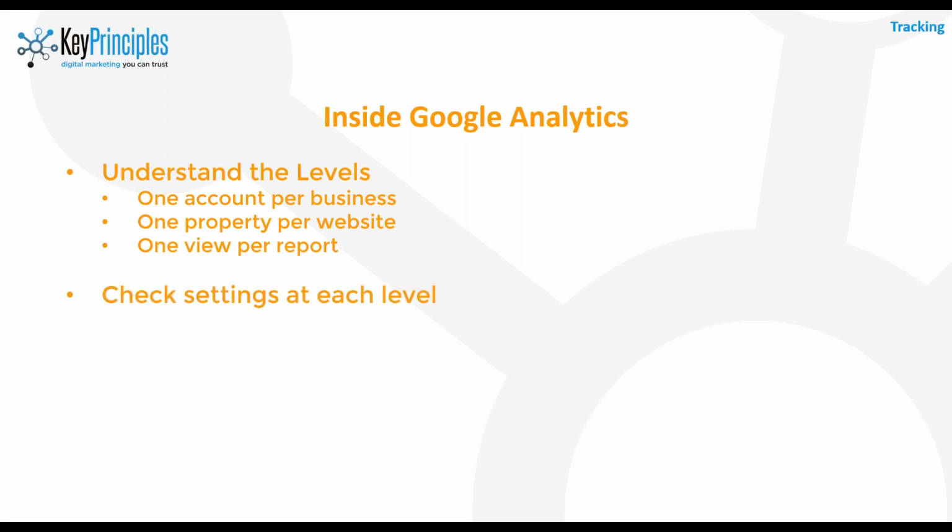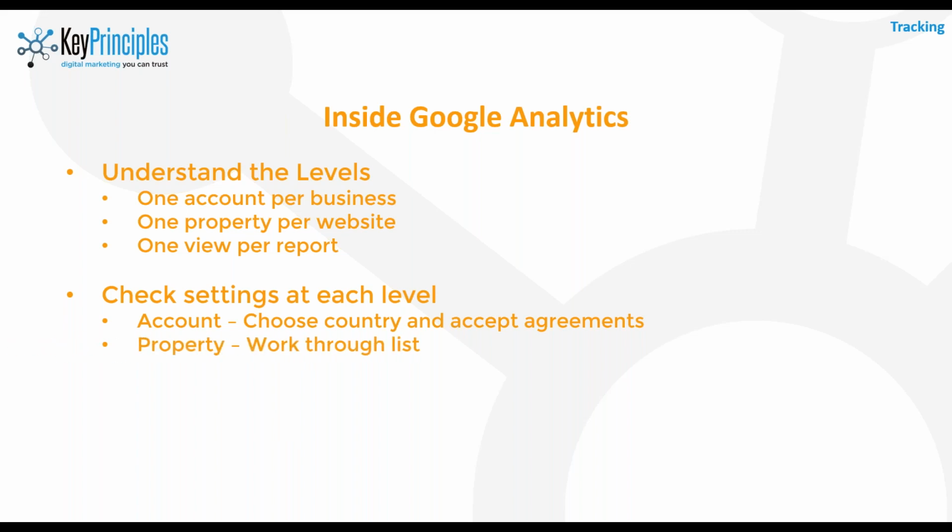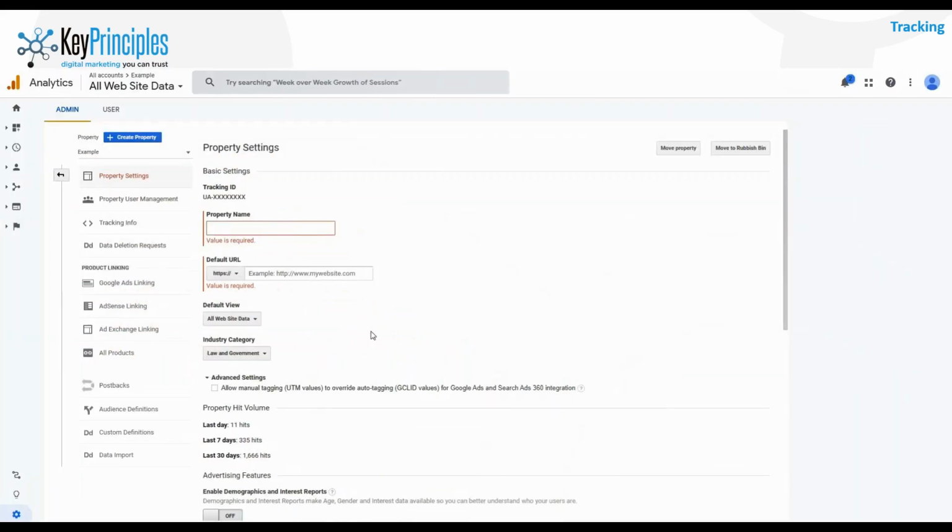Okay, so just checking settings at each level. This is a video that Malik prepared earlier, so I'll be voicing over for some videos that Malik's done. But at account level, it's quite straightforward. You just choose the country and accept the agreements. Obviously, you have to accept the agreements if you want to use Google's free tools, which it makes sense to do, to be fair.